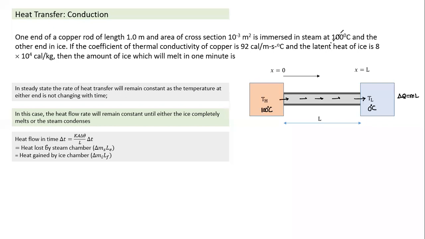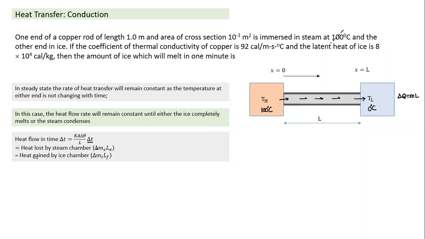So the heat flow rate is equal to the heat lost by the steam chamber. If I equate, I can write delta ms into LE. What is LE here? Heat lost by the steam chamber. That's why the heat flow is possible. And what is delta ms here? Delta ms is the mass of steam that will condense in time delta T. Or if I write delta m by delta T, this gives the rate at which the steam will condense.